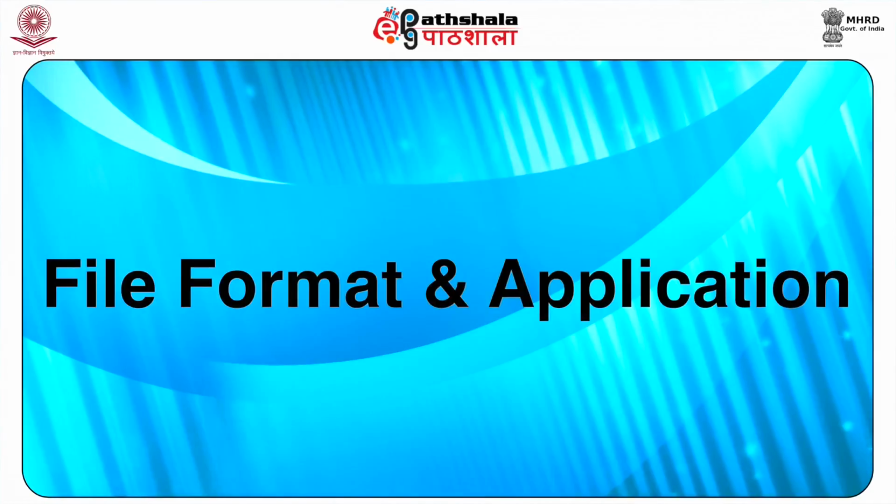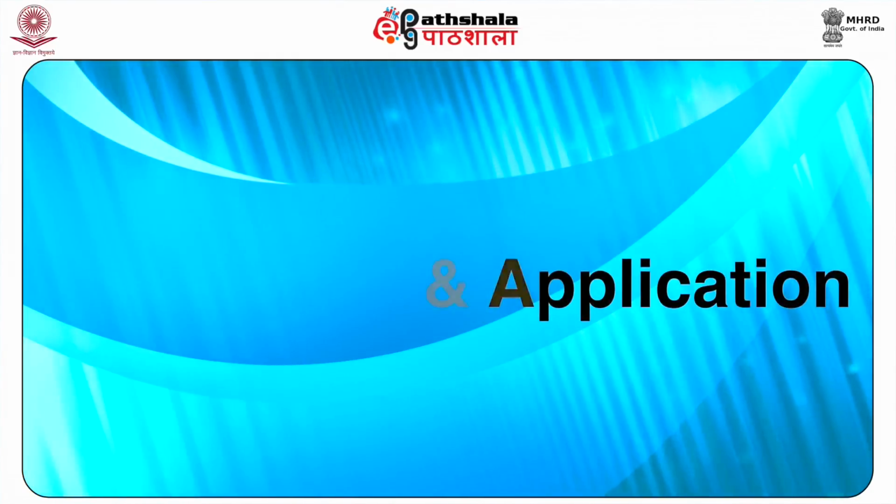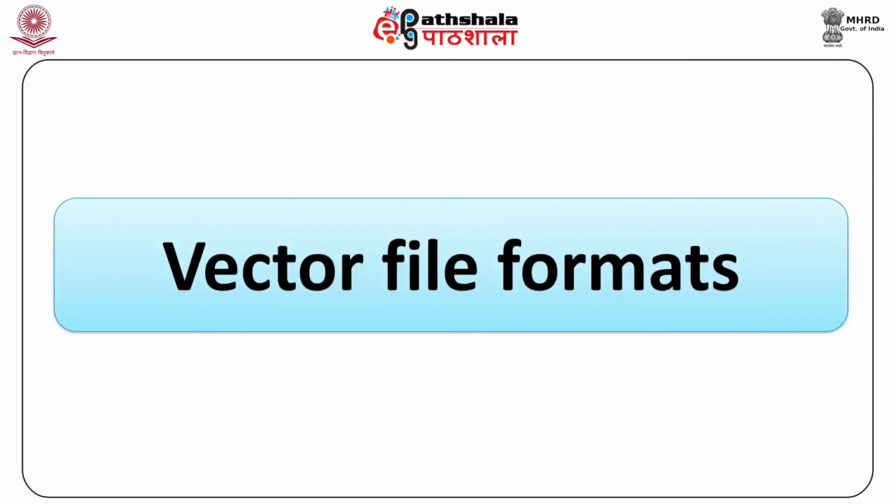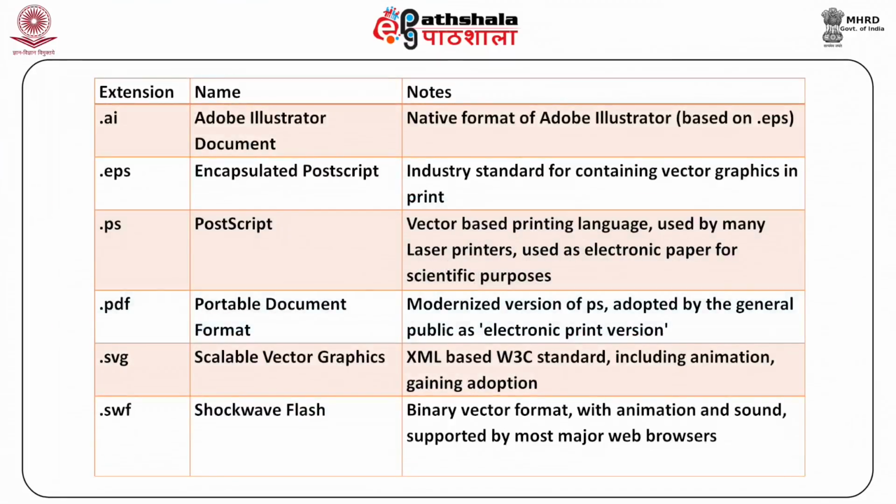Next is different types of file formats and their applications. Several applications have their specific internal file format, whereas other formats are more appropriate for transaction of data. List some common image formats. Vector file formats. First is extension, name and the notes. Extension type is .ai. The name for this is Adobe Illustrator Document. It is the native format of Adobe Illustrator based on EPS.